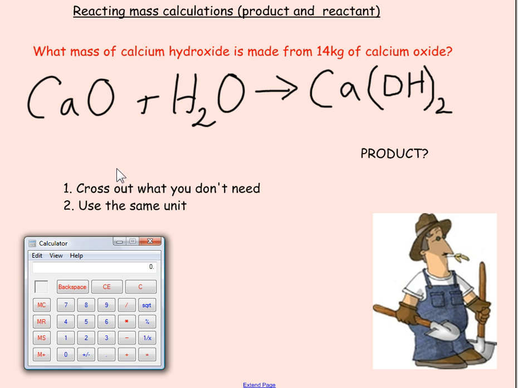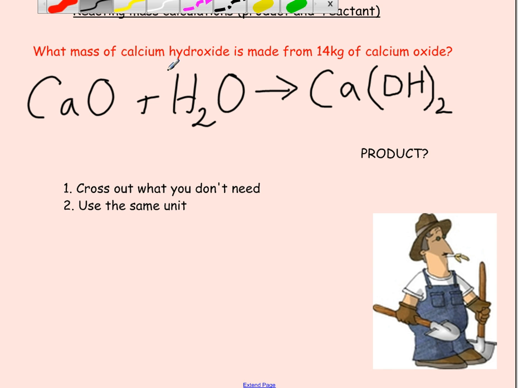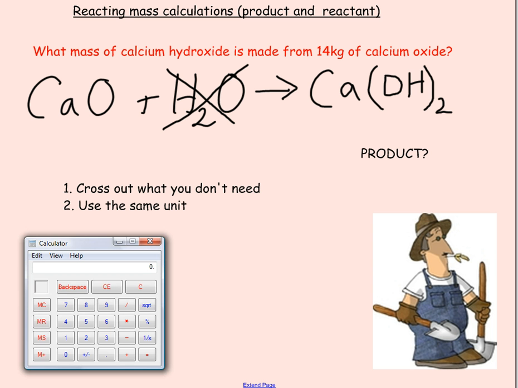Now the first bit is the same. Cross out what you don't need, so let's look at the question. What mass of calcium hydroxide, this, is made from 14 kilograms of this? Calcium hydroxide is used by farmers on their fields to neutralise the acid. So anyway, let's cross that out. There you go. That's that done. So we're just looking at this and this.